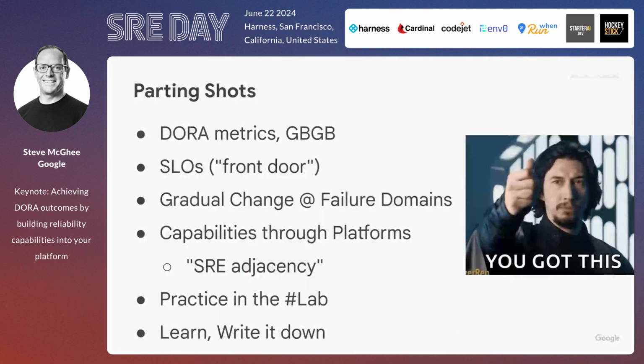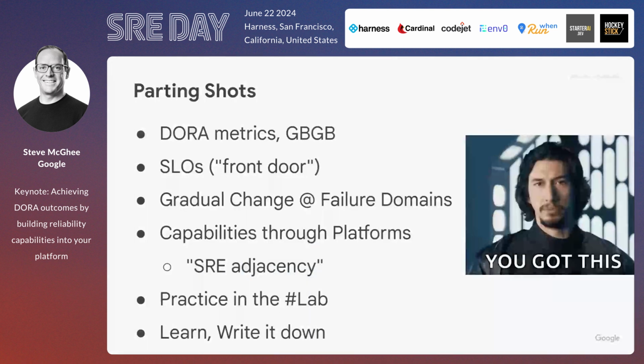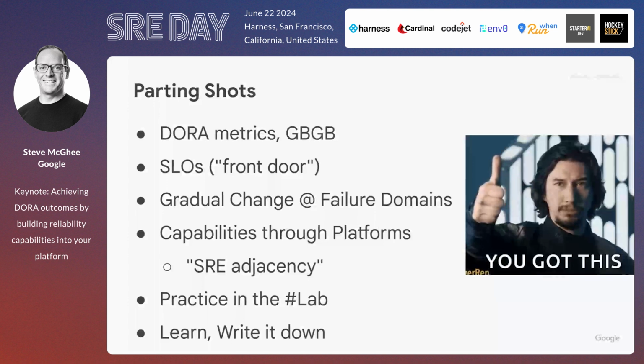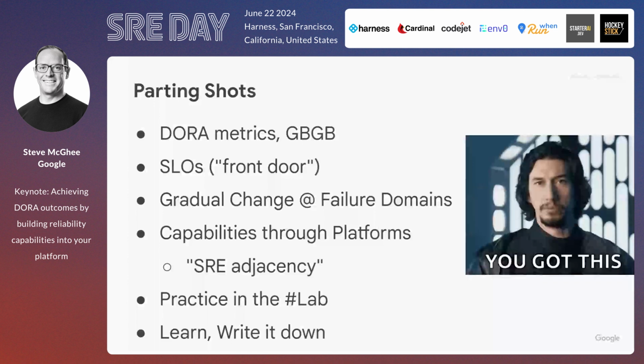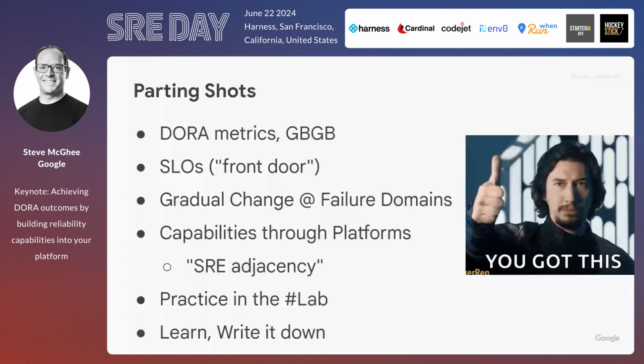I think this is the last slide. Okay, parting shots. Get better at getting better. Start with DORA metrics. Make sure that it's working. Define SLOs at your front door if you're just getting started. Don't measure deep in your system first. Start at the top, where the customers are. Know if the system is working or not.